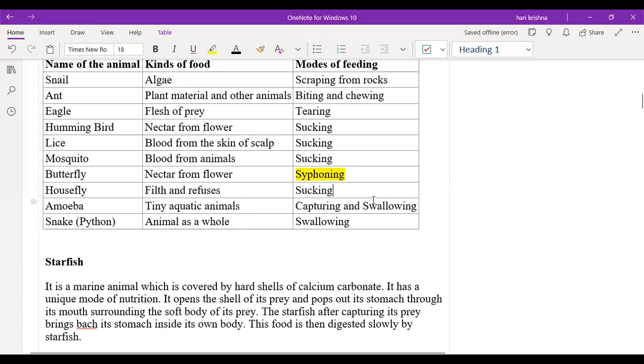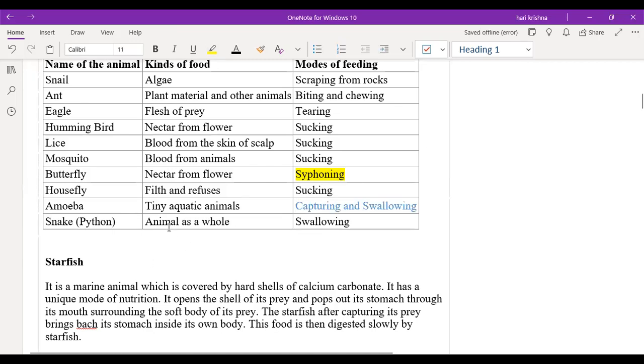What about the amoeba? Swallowing tiny aquatic animals. Amoeba will swallow, depending upon small, tiny aquatic animals. The amoeba is a unicellular organism, which we will discuss afterwards, okay? What is the mode of feeding in the case of amoeba? It is capturing and swallowing, right? Yes, sir.